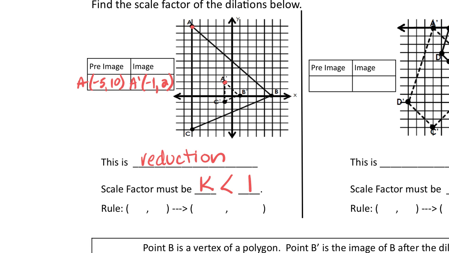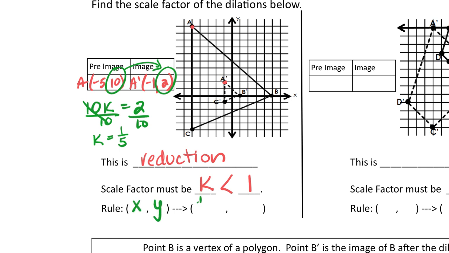So let's go ahead and find that scale factor. So I know, and I'm going to use the y in this case, just because it's positive and it makes sense in my brain. So I know 10 times something equals 2. So figure out what that something is. I'm going to divide by 10. So k equals 1/5. I'm going to leave it a fraction. So to write my rule always starts with xy. And I'm going to have 1/5 times x and then 1/5 times y.